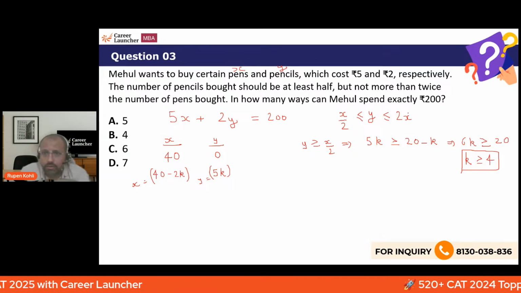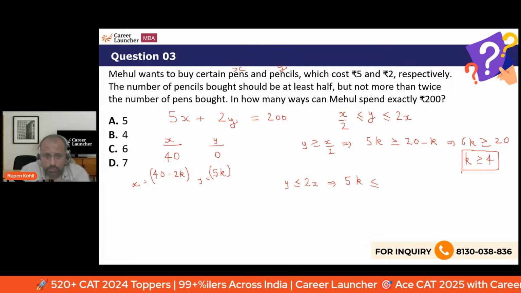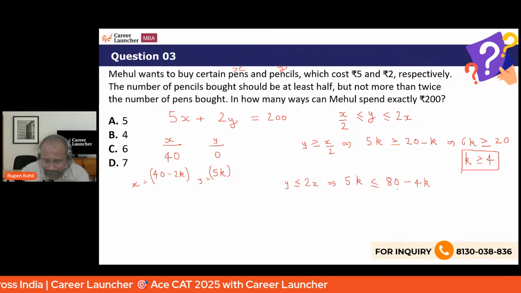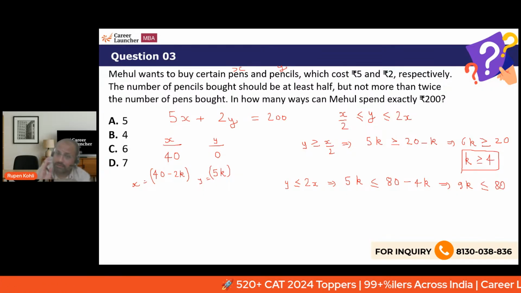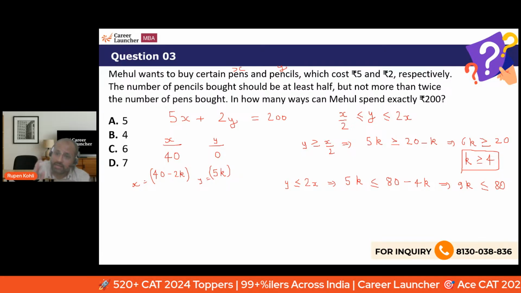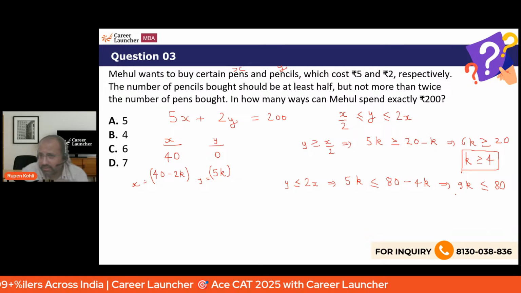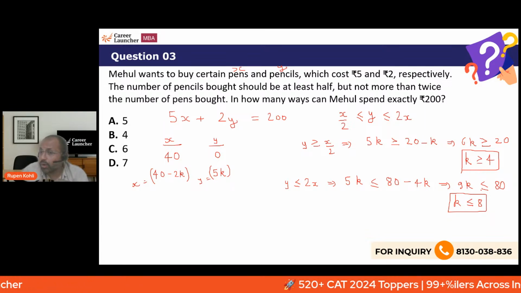On the upper side, y is less than or equal to twice of x, right? So again, therefore 5k is less than or equal to twice of 40 minus 2k, which means 80 minus 4k. 4k comes here, so we get 9k is less than or equal to 80. 9 into 9 is 81. 81 is not less than or equal to 80, so 9 is not possible, but 8 and below is possible. 9 into 8, 72 is less than or equal to 80. So the upper limit for k becomes 8.